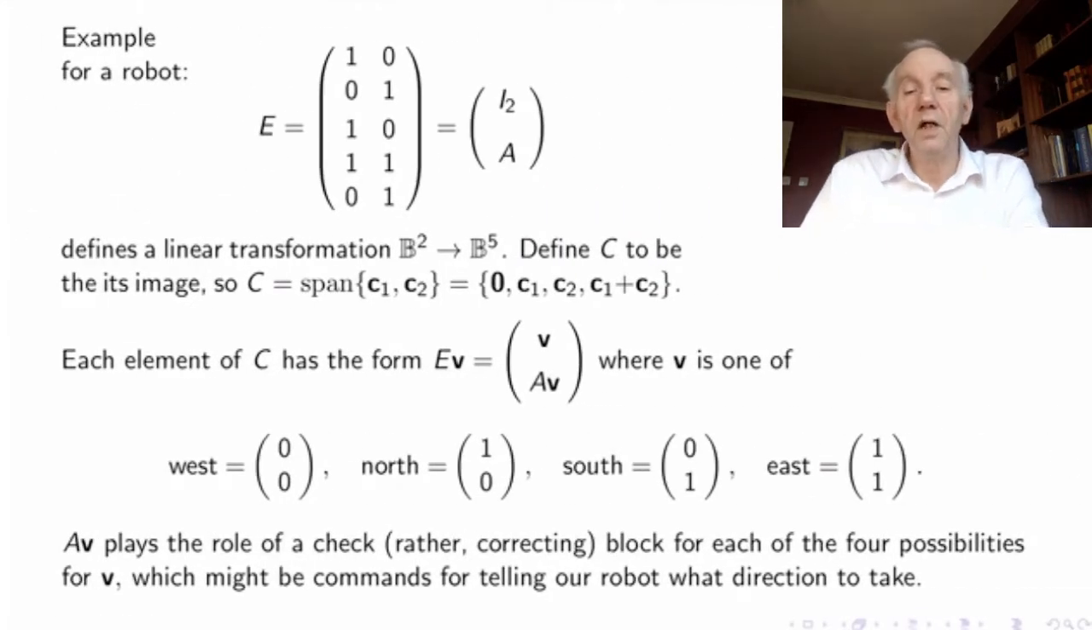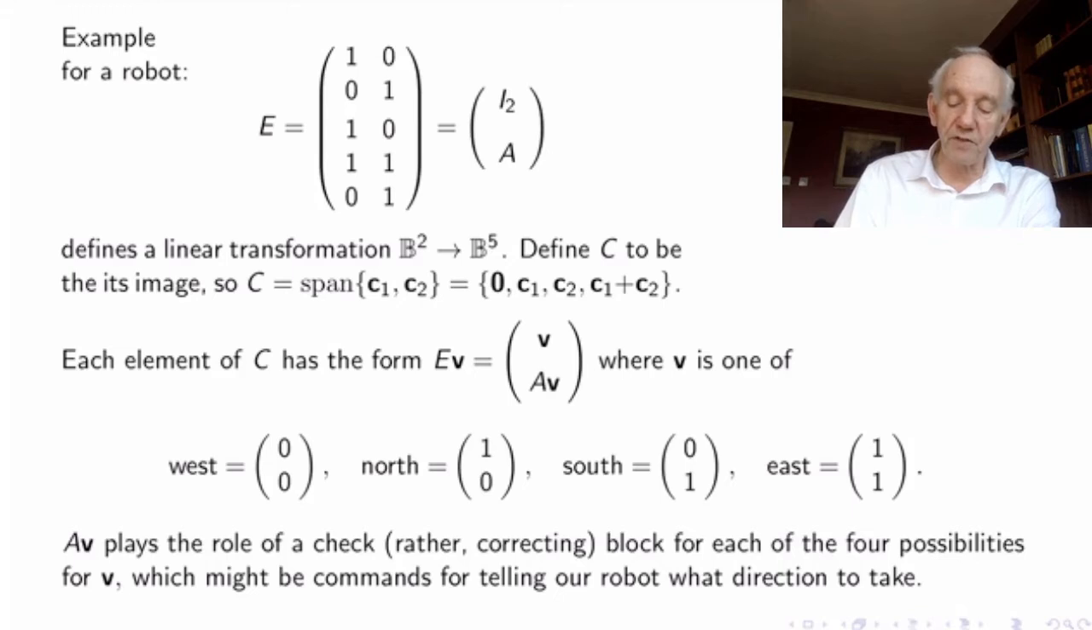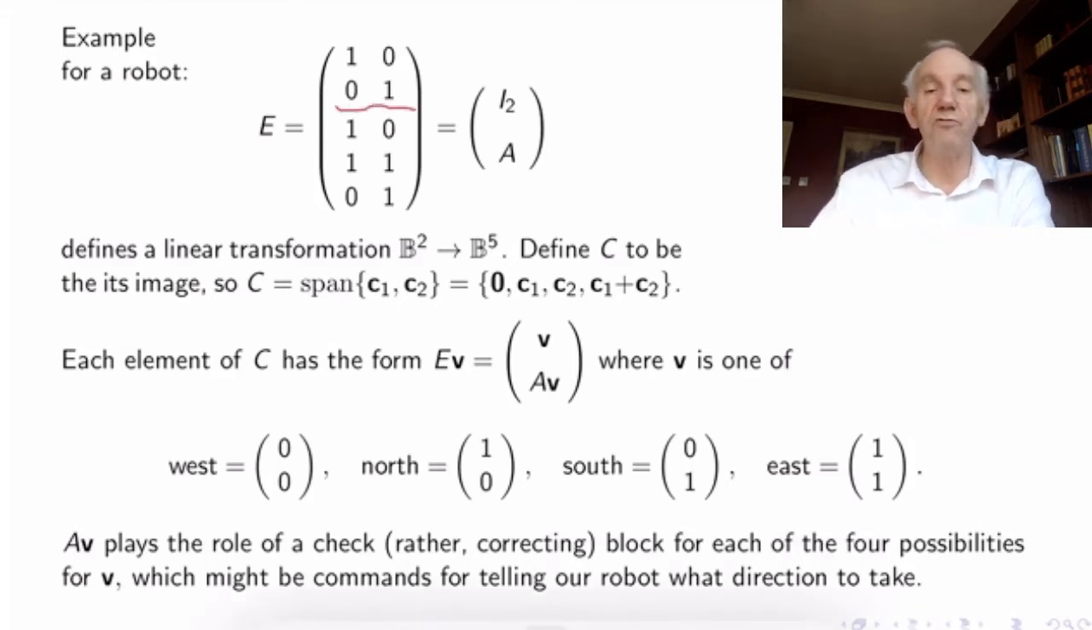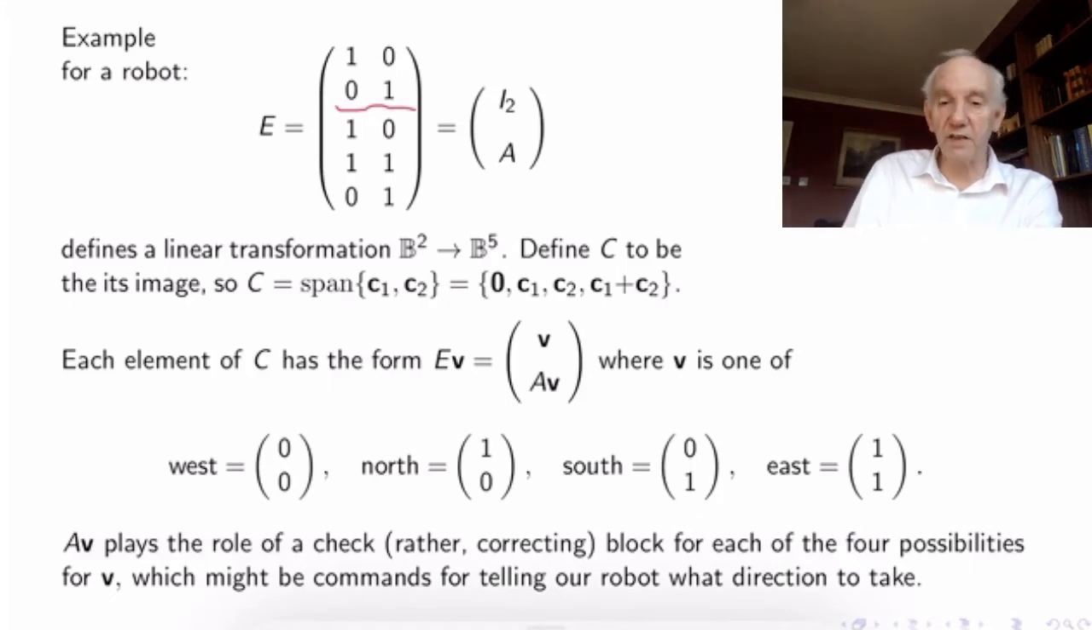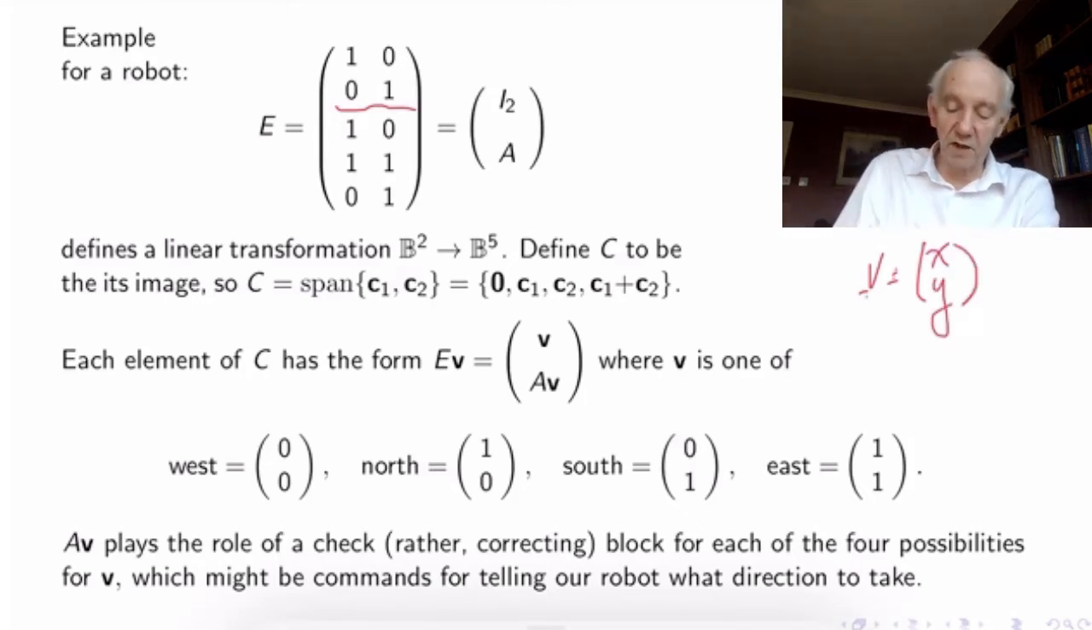Okay, more or less saying the same thing, each element of the code is in the image of E, so it's E of some vector. Well, what is E of some vector? Remember that this bit at the top of E is the identity matrix. So when we apply E to a vector V, V is a vector with 2 components, a column vector of height 2. What shall I call its components? Maybe just X and Y for the moment. So V is a vector in B2.